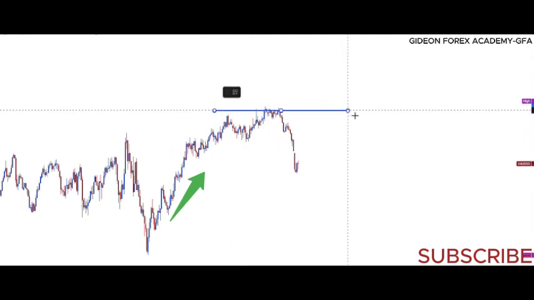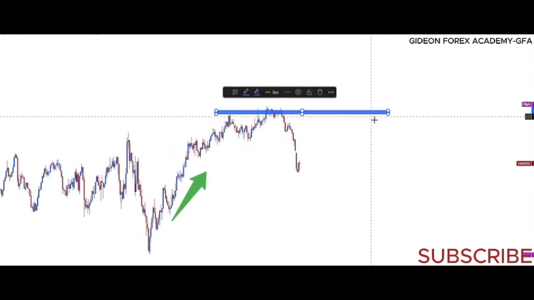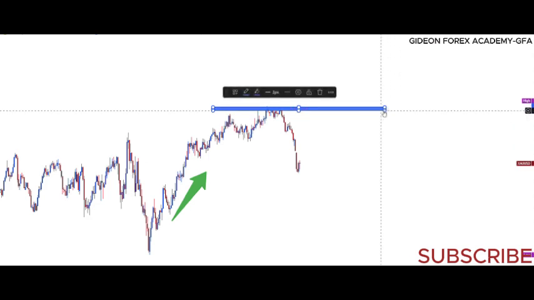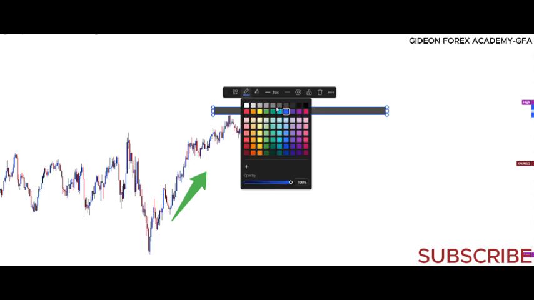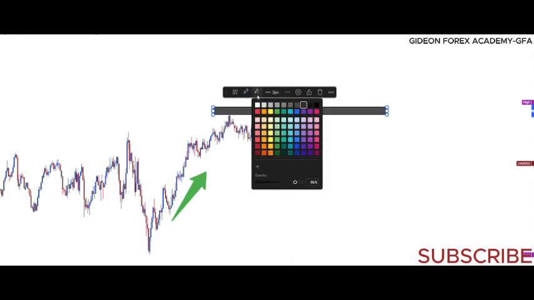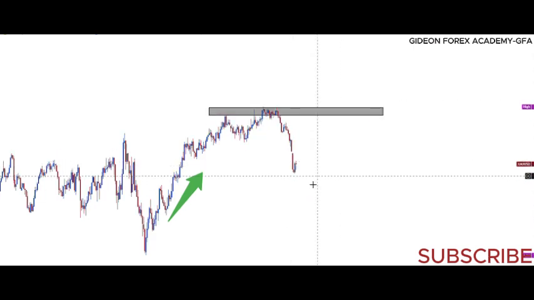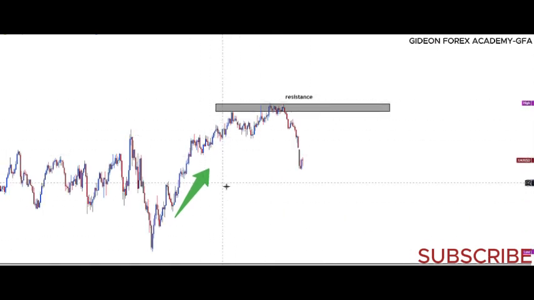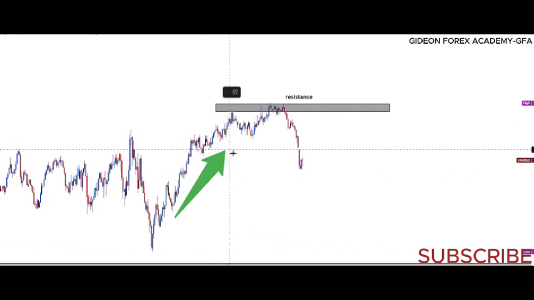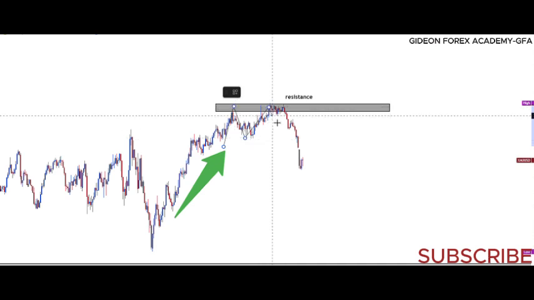So you can see that there's a resistance right here. Let me just mark that out for you guys. So you can see that there's a resistance up here. That's your resistance. You can see that the price was previously going up, and then we see this reaction happening around here. The price is not able to break, we can see that the price is just moving like that.